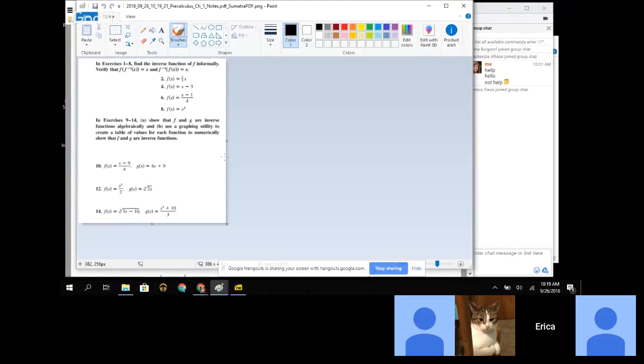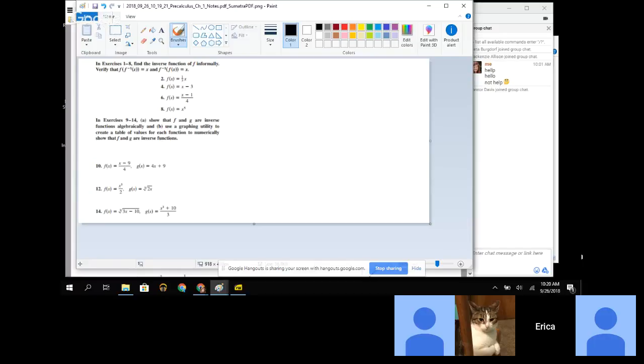It says in 1 through 8, find the inverse function of f informally. Verify that f of the inverse of f of x equals x, and the inverse of f of x equals x. That's a mouthful, right? It says to do it informally, but I'm going to show you the steps that it has and how we actually go about finding the inverse. I should have copied this down with my notes, sorry. Well, it's in the box above here.